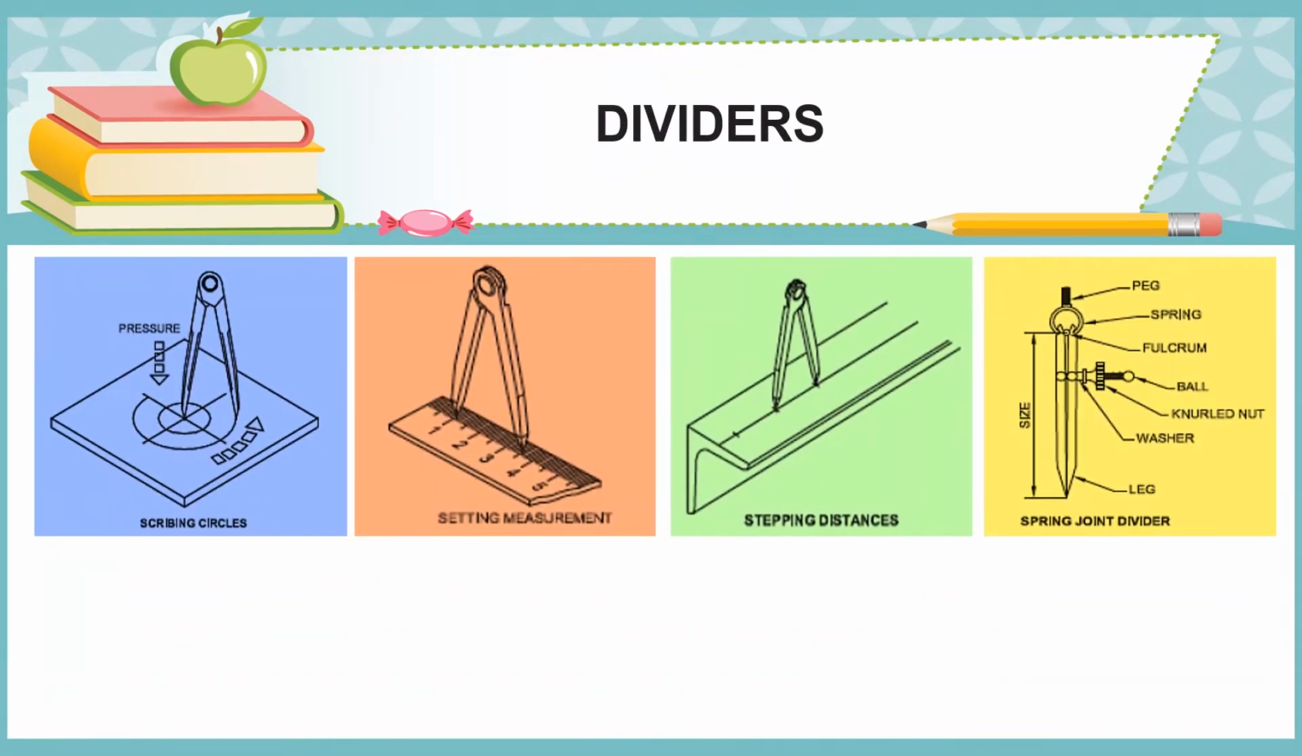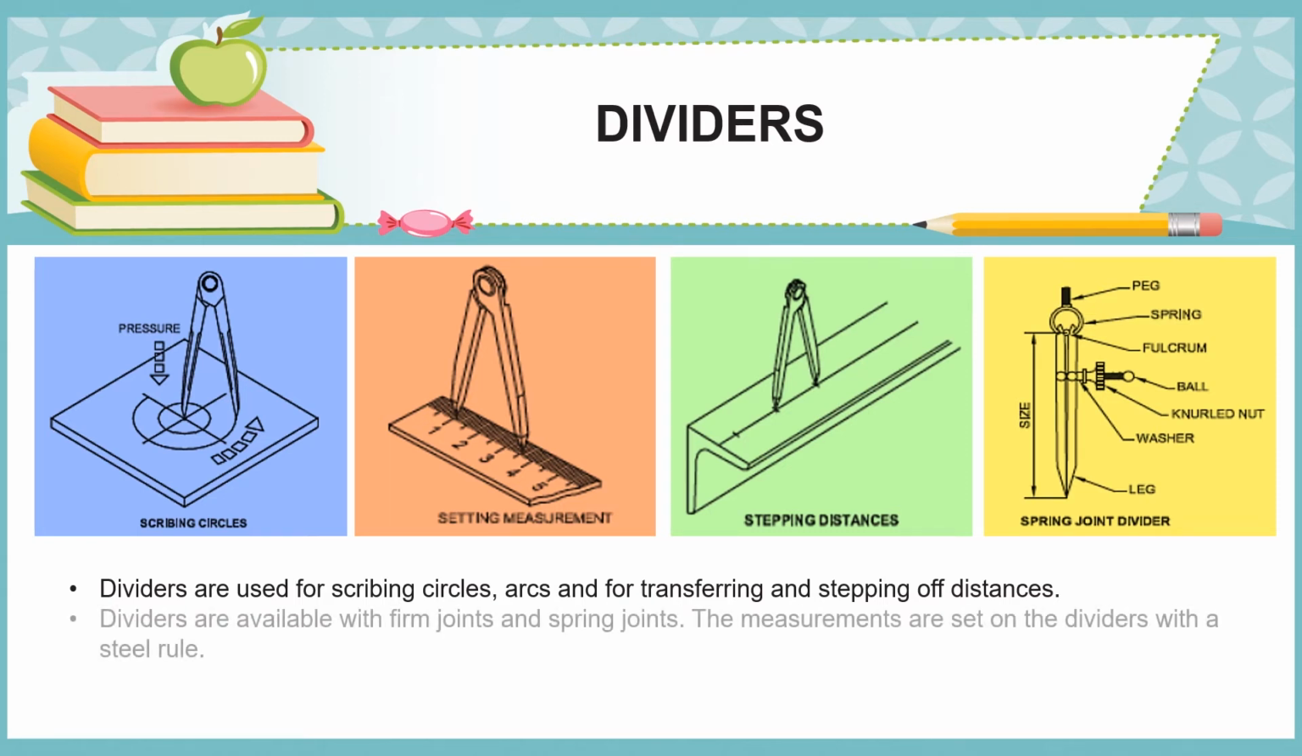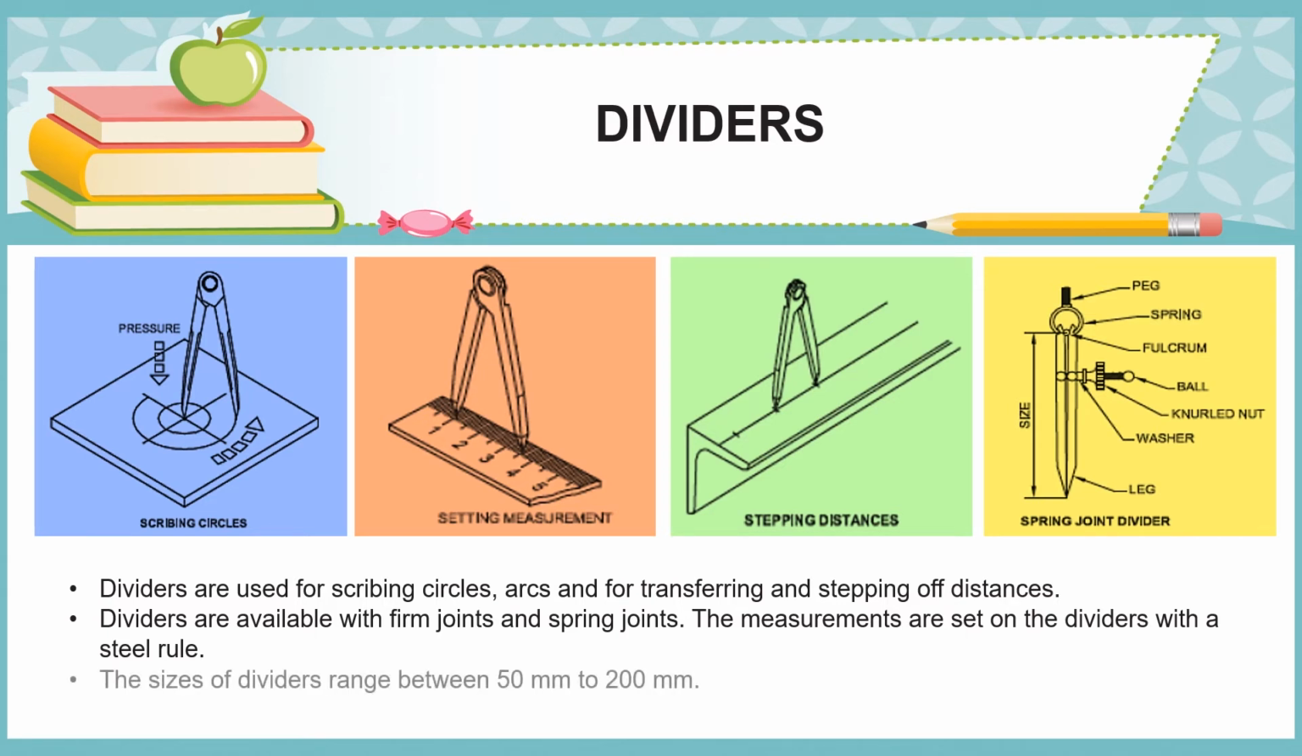Dividers. Dividers are used for scribing circles, arcs, and for transferring and stepping off distances. Dividers are available with firm joints and spring joints. The measurements are set on the dividers with a steel rule. The sizes of dividers range between 50 mm to 200 mm.